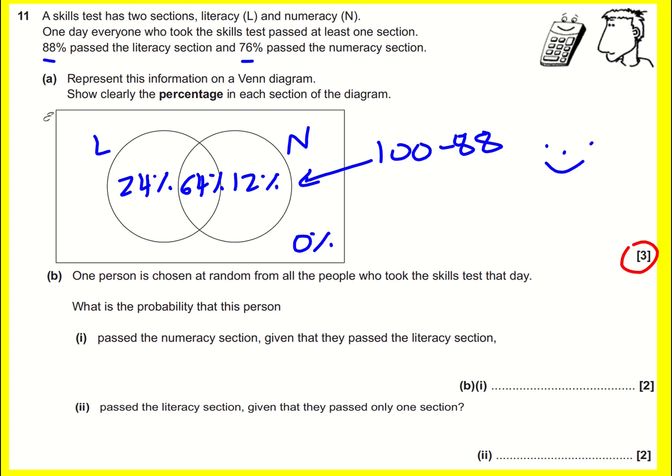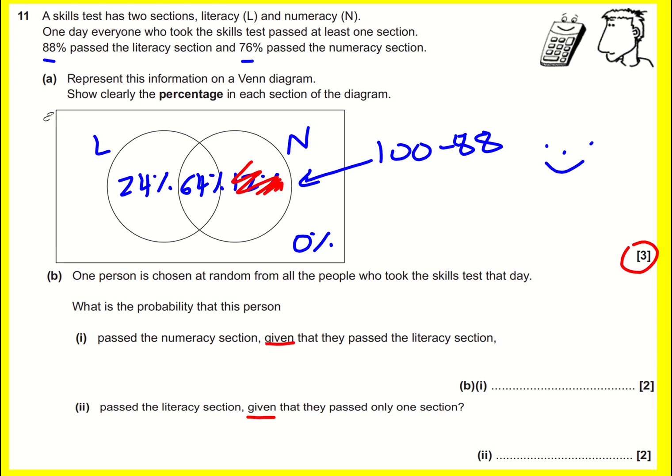Right, on to the next bit. Not just one, but two conditional probability questions where we're given an extra condition. Okay, let's go with it. So, one person's chosen at random. Work out the probability that they passed the numeracy section given that they passed the literacy section. Okay, so for part one, because we know that they passed the literacy section, we can ignore all of these people. They're gone. This extra condition gets rid of them. So what's the probability they passed the numeracy?